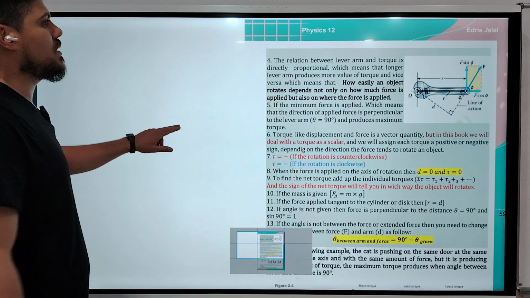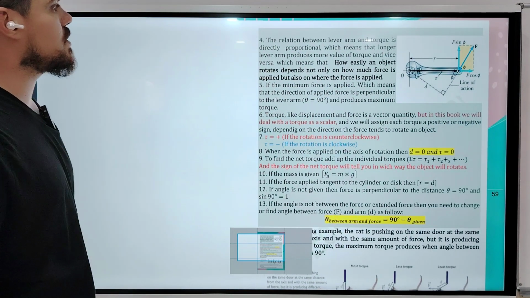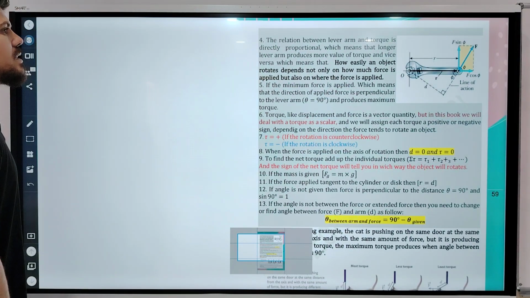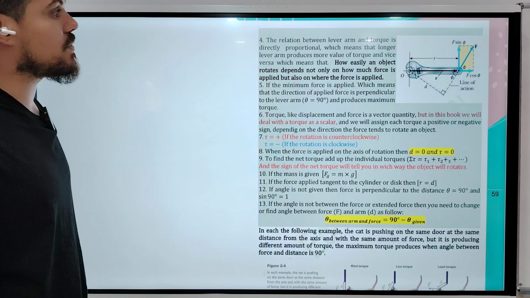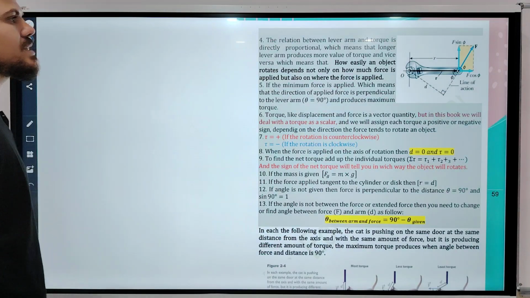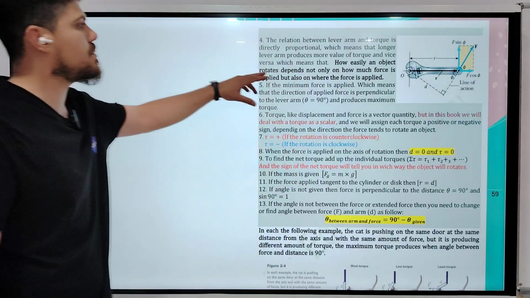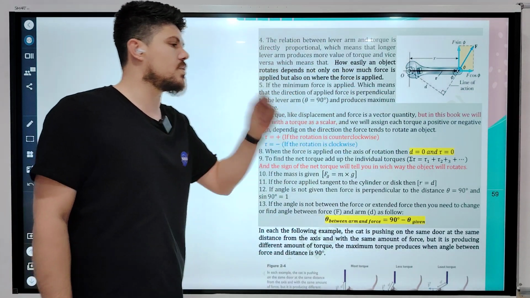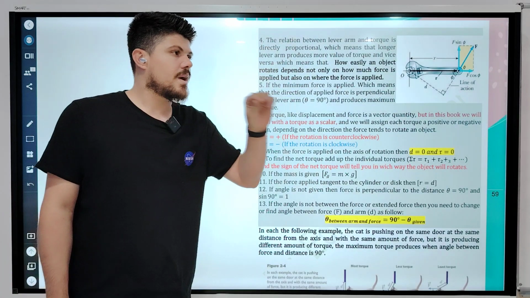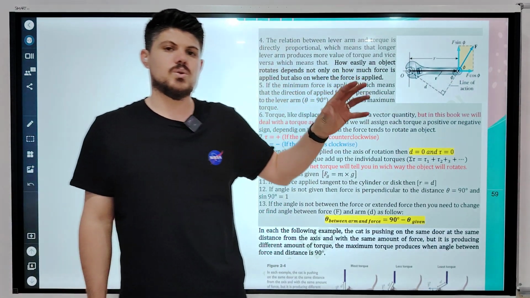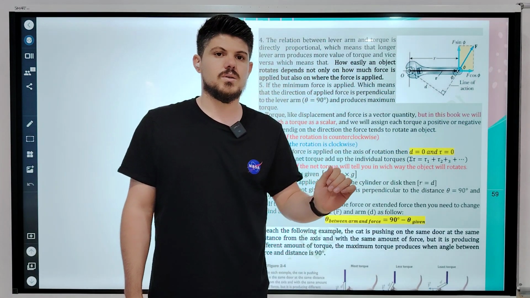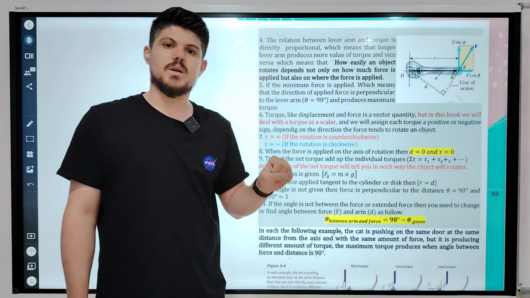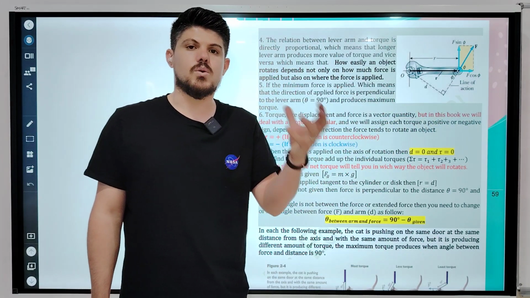The relation between the lever arm and the torque is directly proportional, which means that a longer lever arm produces more torque and vice versa. How easily an object rotates depends not only on how much force is applied, but also on where the force is applied. Look at the door. Why is the handle of the door located at the edge of the door? To open the door by using a small force.